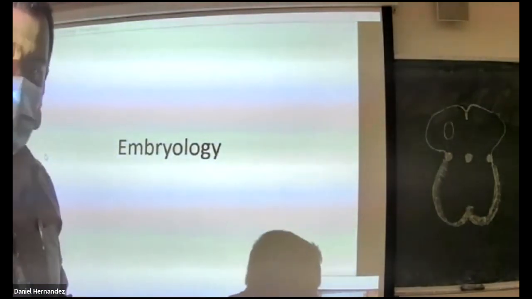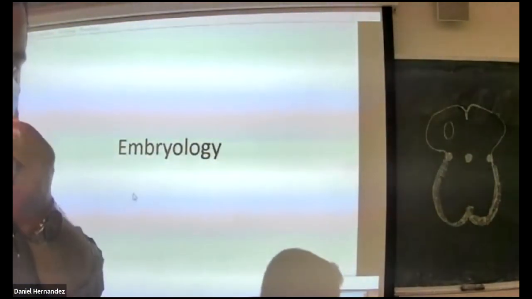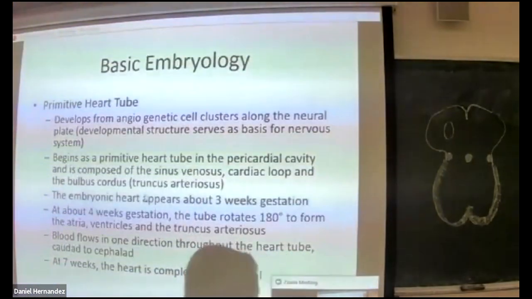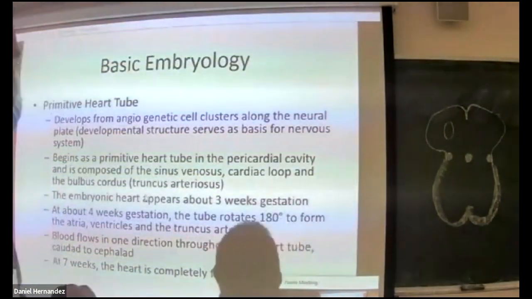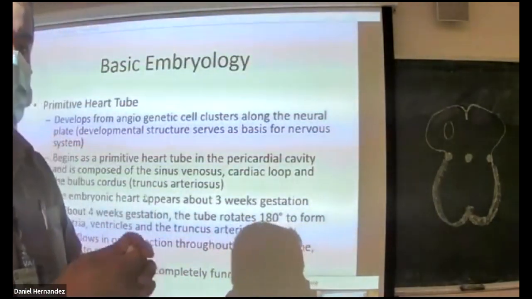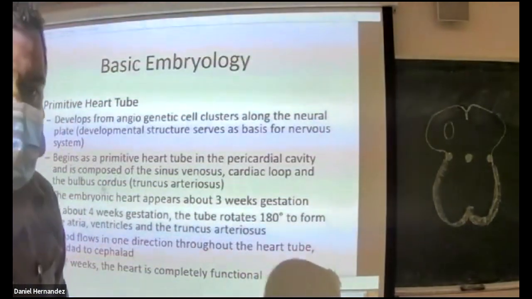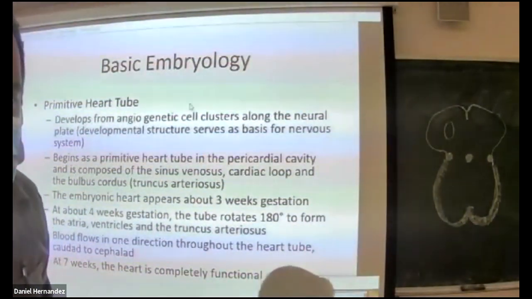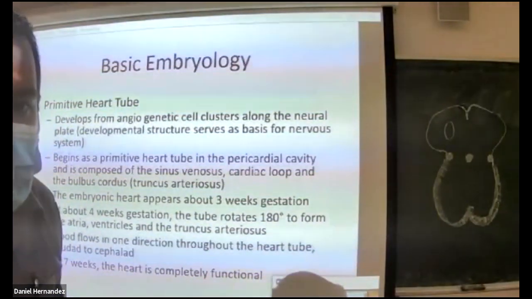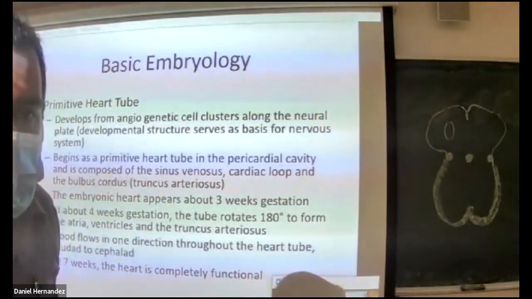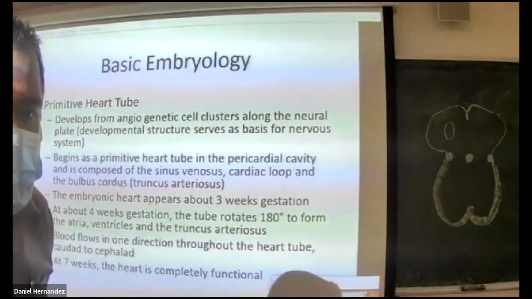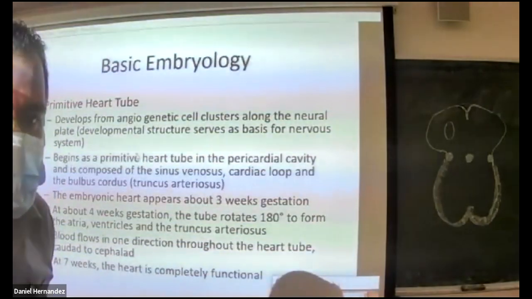So our topic today is going to be cardiac embryology. Cardiac embryology begins with a primitive heart tube. The initial heart forms as a tube which is going to align itself from cranial to caudal. It begins as a primitive heart tube in a pericardial cavity that is composed of the sinus venosus, cardiac loop, and the bulbus cordis, and a component of that is the truncus arteriosus.